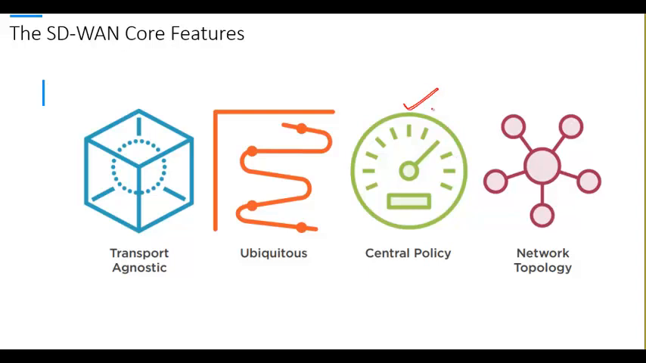a centralized policy, and you got network topology as per your wish, because it's an overlay and the controller can decide whether you need a hub and spoke or full mesh overlay. So this is the key, transport agnostic. Because of this, you can have this, you can have this. And another good thing is you got a centralized controller.